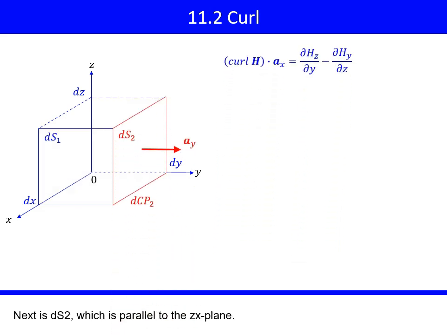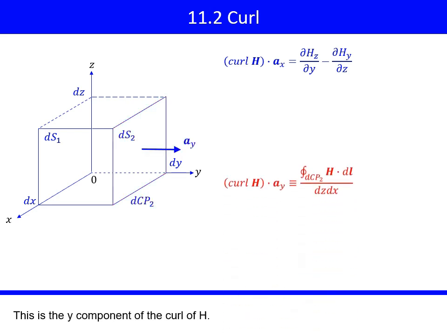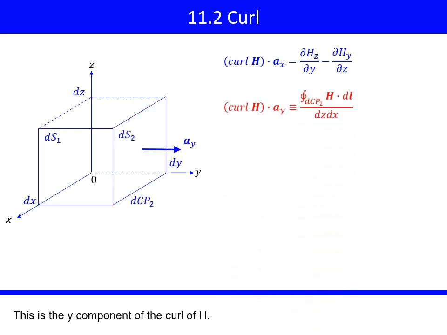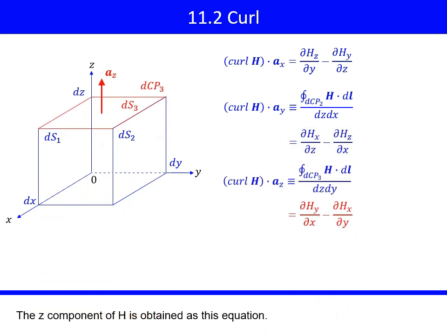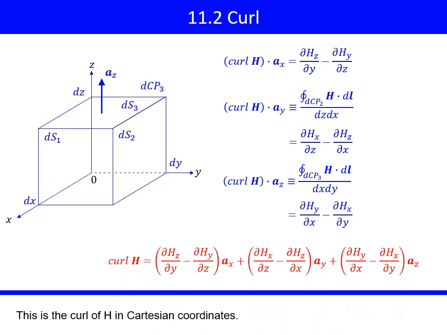Next is ds2, which is parallel to the zx plane. This is the y component of the curl of H. In the same way, the y component is derived as shown in this equation. The z component of the curl of H is obtained as this equation. This is the curl of H in Cartesian coordinates.